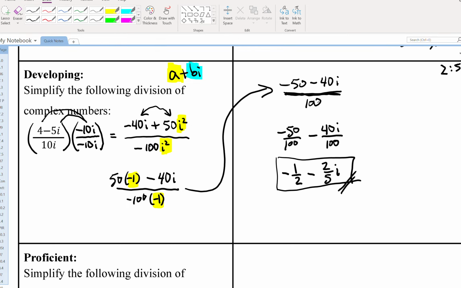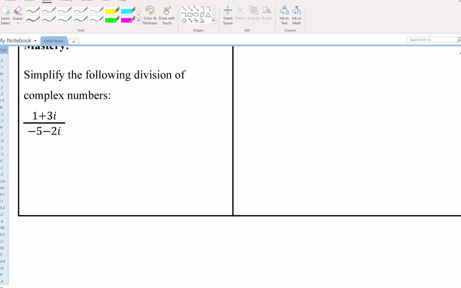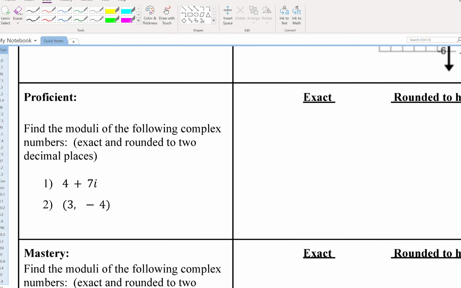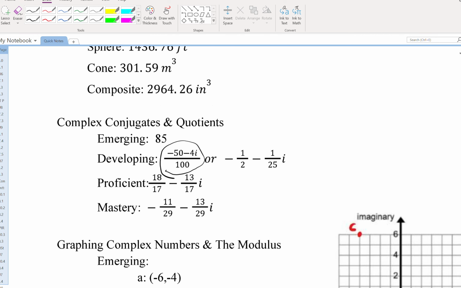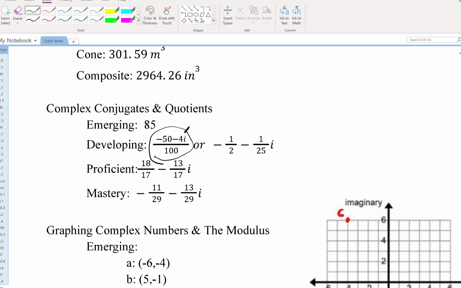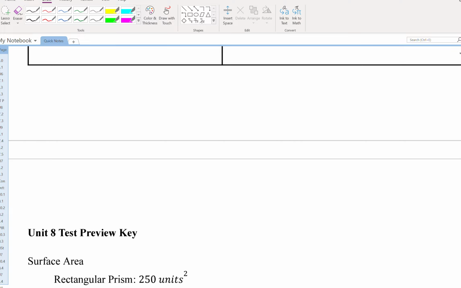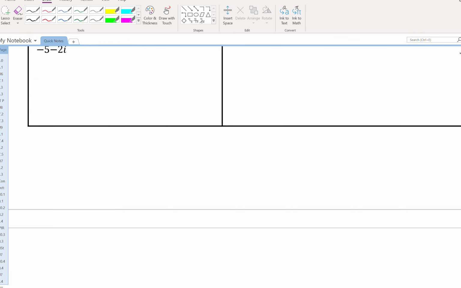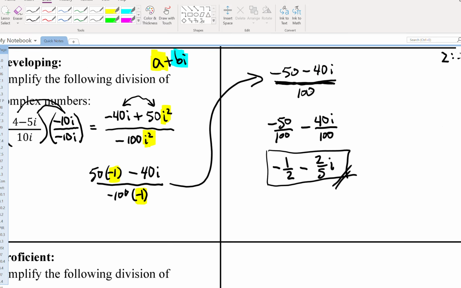I think I made a mistake on the answers here. And so the answer on this should not be 4, it should be 40. So minus 40i, in which case this is not correct either. It's negative 1/2 minus 2/5 i. And that's what I had up there, I think. All right, so there's that.